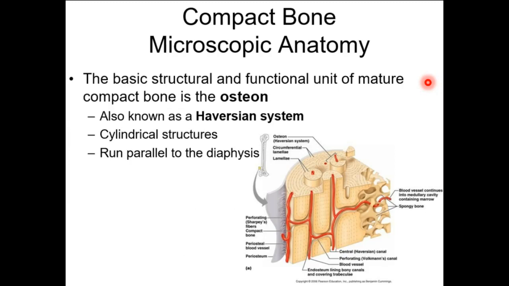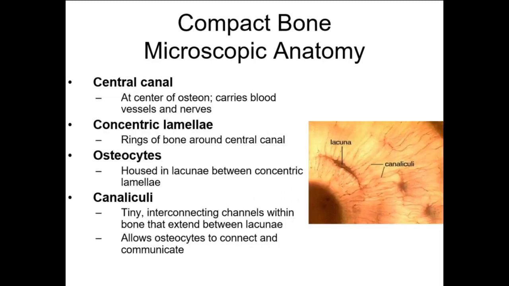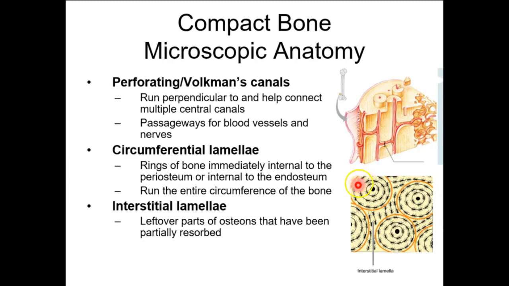Okay, vocab quiz, real quick. This blood vessel is traveling within a central canal. This blood vessel is traveling within a perforating canal. What type of cell is this? Osteocyte. And what is it residing within? And how is it communicating with other osteocytes? Canaliculi. Good.